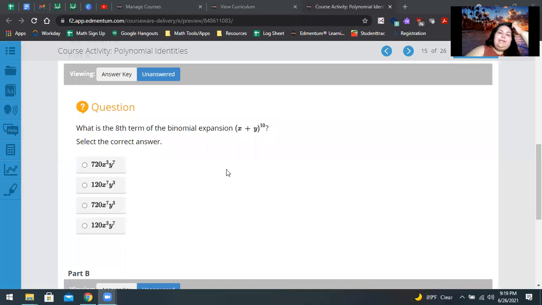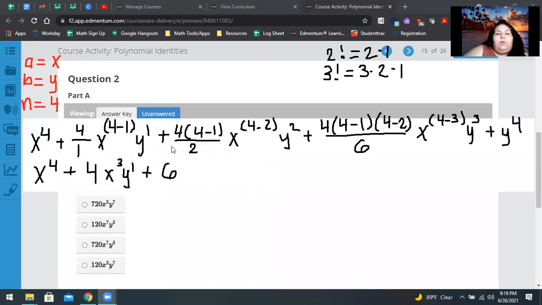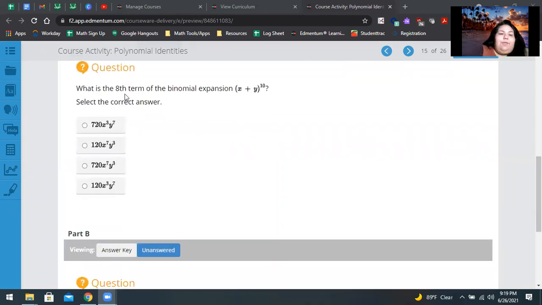Here it says, what is the eighth term of the binomial expansion x plus y raised to the 10th power? So this is the formula we're going to use for our rth term. And do you see, we don't have to expand it. So we don't have to do all the work like we did for this one. All we have to do specifically is find the 8th term.